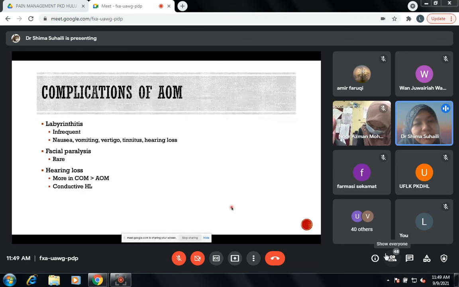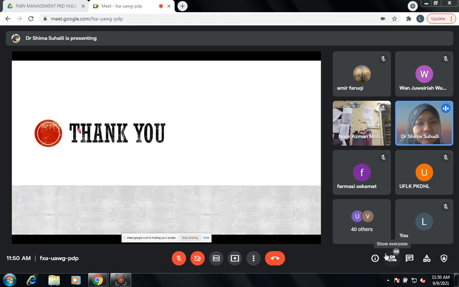Another complication is labyrinthitis, which is infection of the inner ear. The patient will complain of nausea, vomiting, vertigo, tinnitus, and hearing loss. Another are facial paralysis or hearing loss, but this is very rare. So if a patient with AOM develops any of these symptoms, we have to refer the patient to the hospital for further management. Okay, with that, thank you.